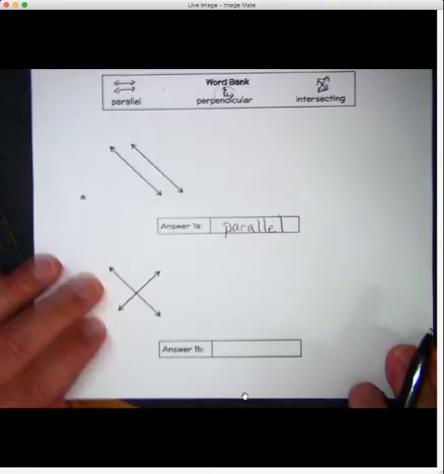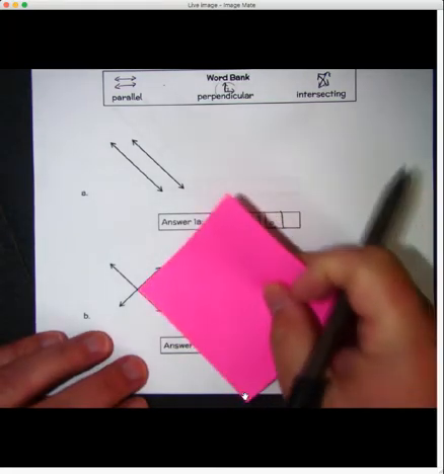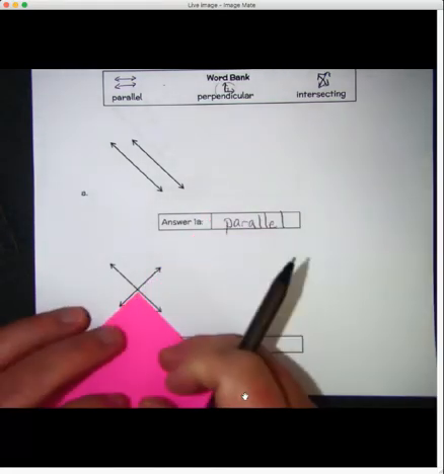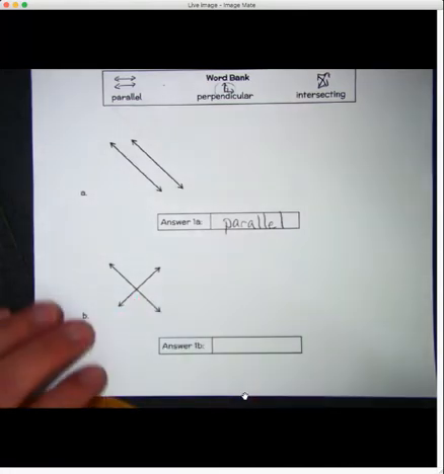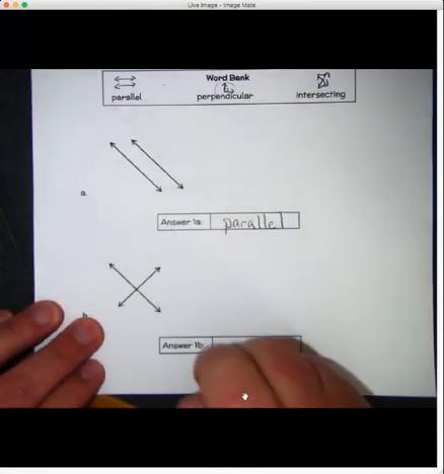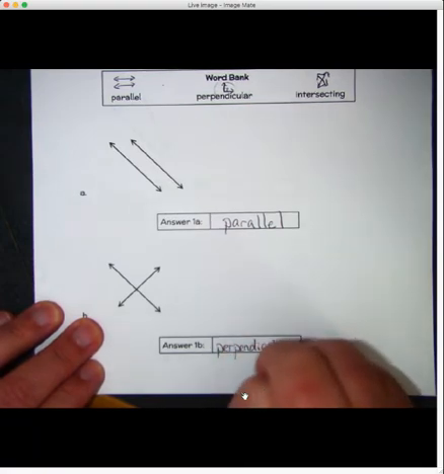How about this right here? These lines, number B. Well, to me, it looks like they're right angles. Let's see. Yeah, so these lines make right angles. So what kind of lines make right angles when they touch? It's perpendicular. Perpendicular lines make right angles when they touch. That was yesterday's lesson.